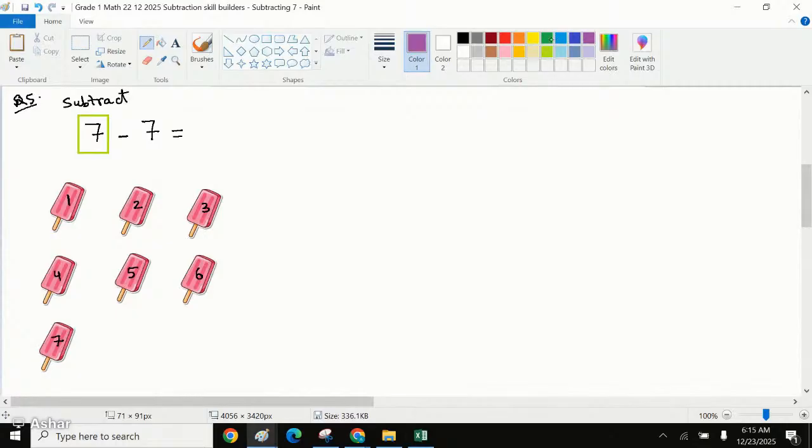Let's count them. We remove first, last ice cream was given. This was given to someone. This was given. Fourth was given. Fifth was given. Sixth was given. And seventh was given. That means if we had 7 ice creams and we gave away the 7 ice creams, we are left with 0. 0 means we are left with nothing. Thank you. Great. Let's see what else we can do.